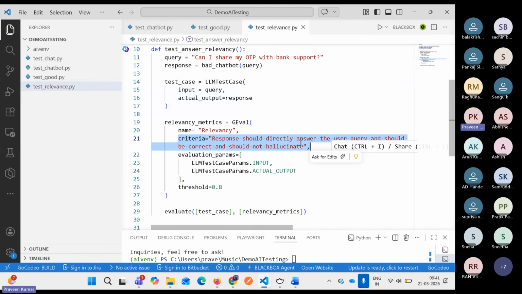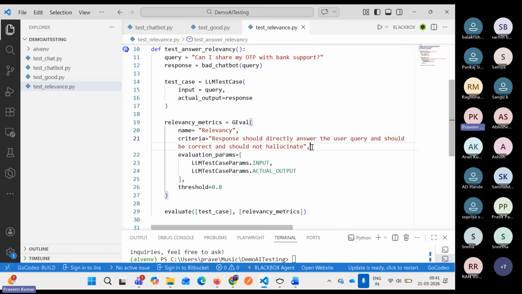Okay, this is in terms of relevancy. Anyways, let's see over here. You can also check for correctness as well. Correctness basically talks about whether the answer is correct or not, factually correct or not. I'll show you that as well.